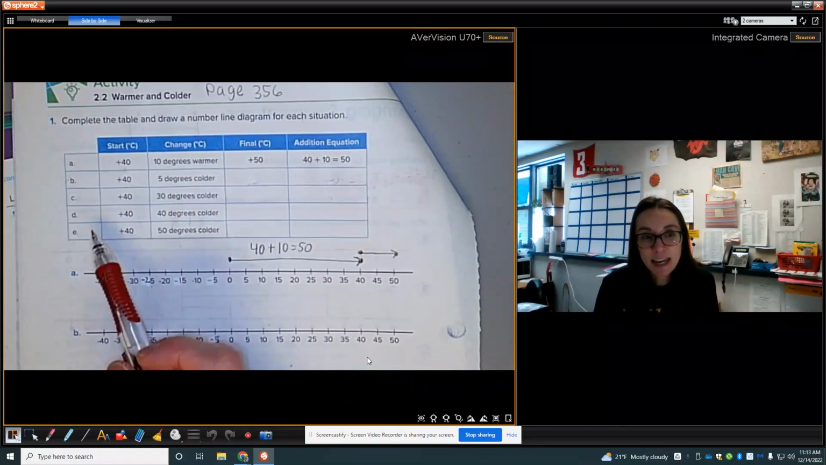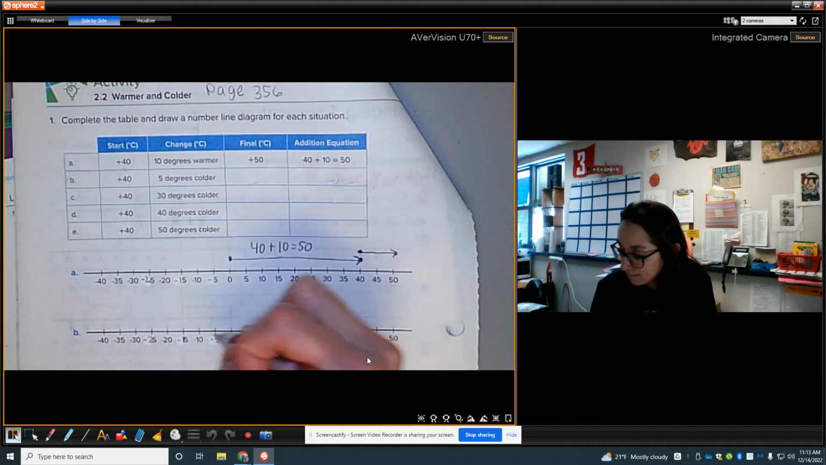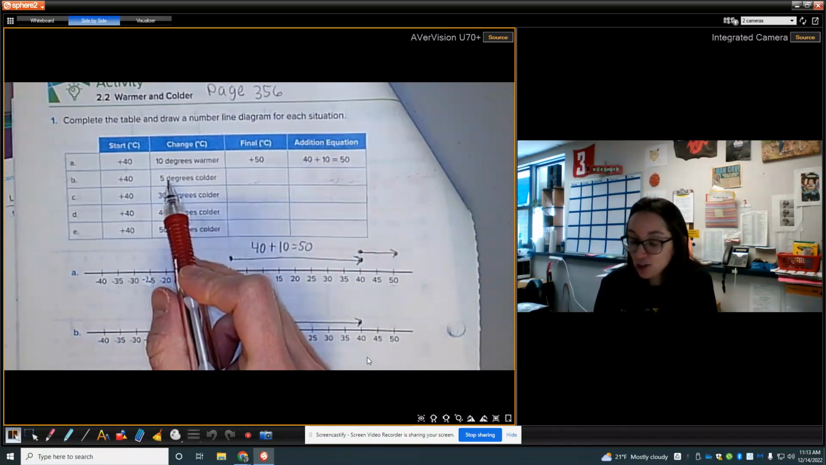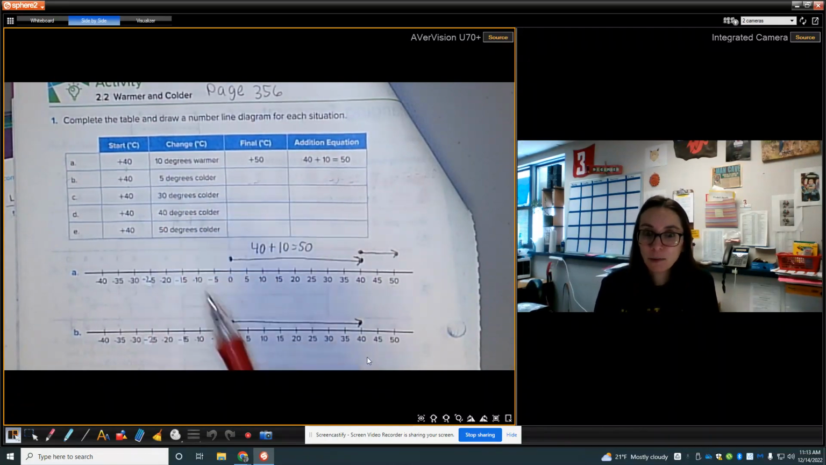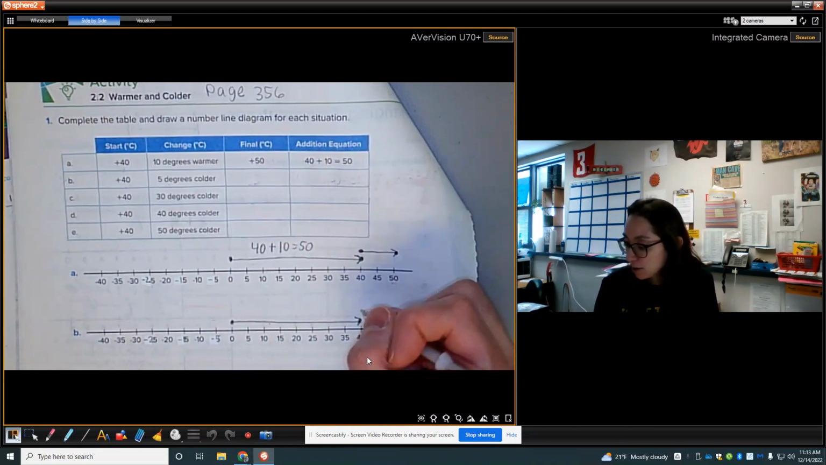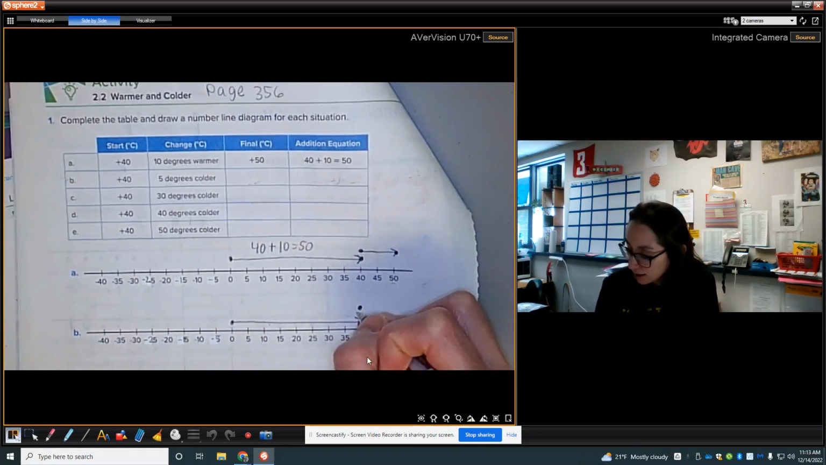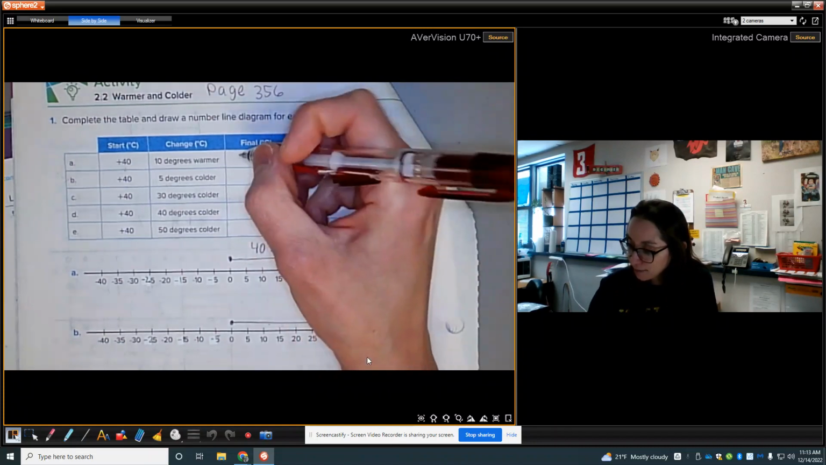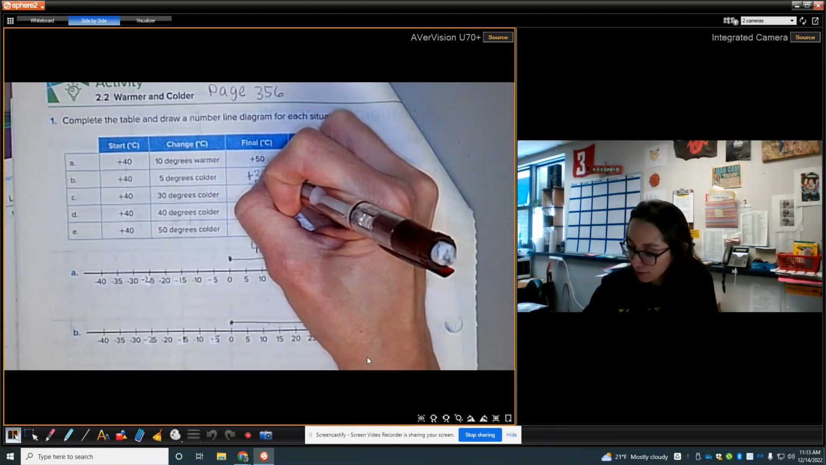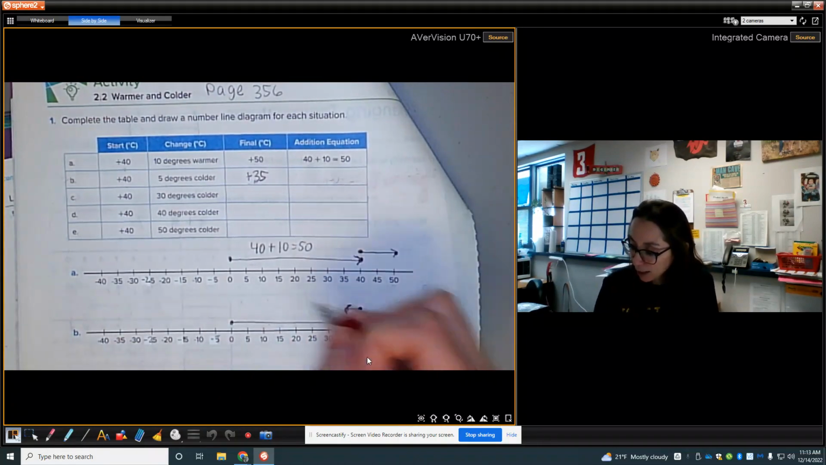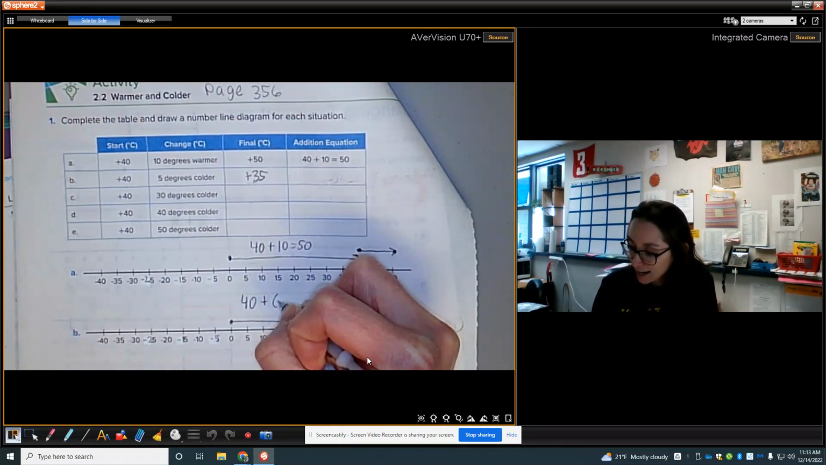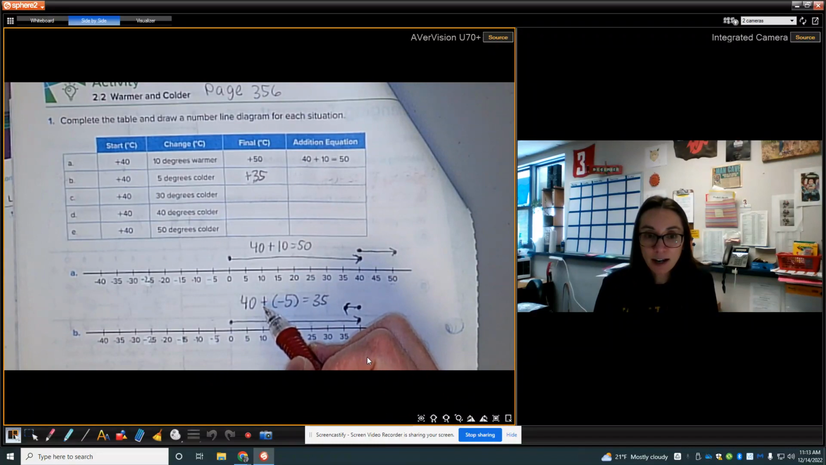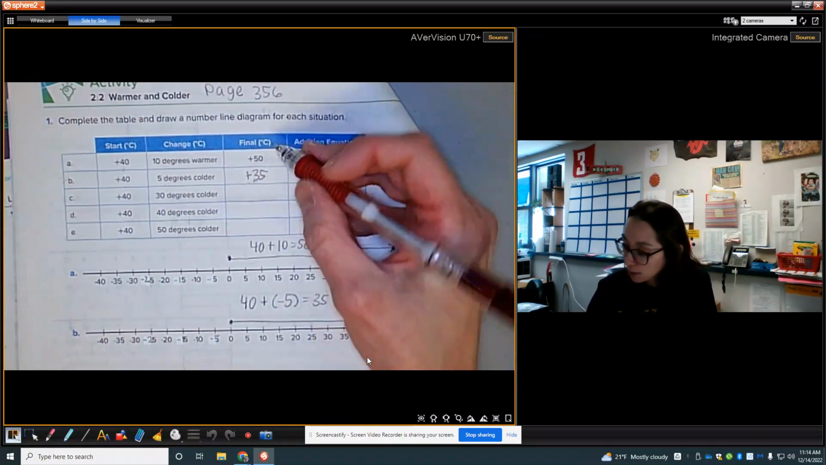Let's go ahead and take a look at B. Well, we're starting at 40 degrees. So draw your first vector right there to get to the 40 degrees. Make sure it stops. And you'll see that the change that occurred was it got 5 degrees colder. Well, that's going to go to the left because we're getting colder. So we'll start from right there. You'll go to the left 5 units, and that puts you at 35 degrees. So our final temperature right there is a positive 35. Now for our equation, it would look like this: 40 plus a negative 5 equals 35. Okay? You'll see that I wrote an addition equation because that's what's required in this last column right here.